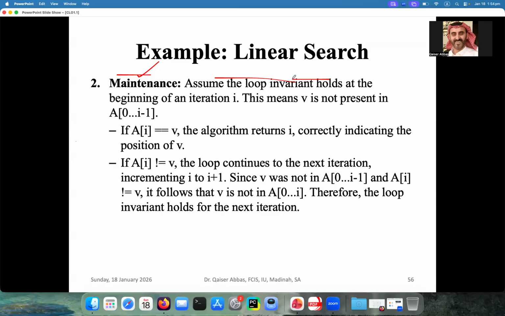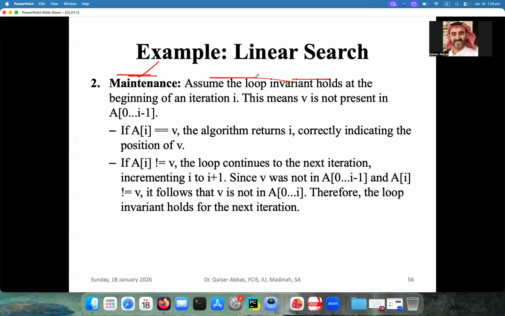Now you can implement the idea of mathematical induction for this loop invariant. Actually, loop invariant uses the concept of mathematical induction, because initialization is like a base case, maintenance is like the assumption of mathematical induction, and the next, termination, is like k plus 1. So that's why here in maintenance you can write something like that.